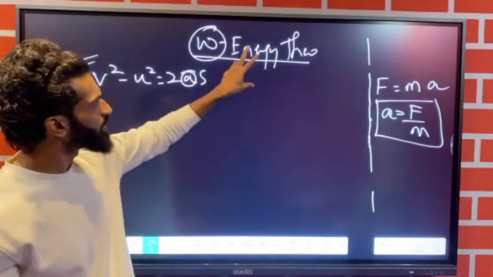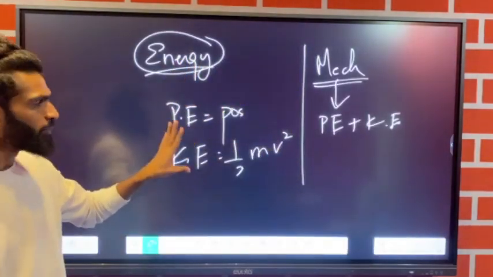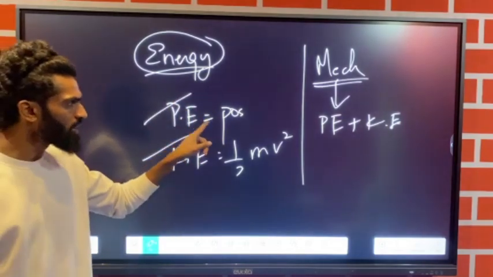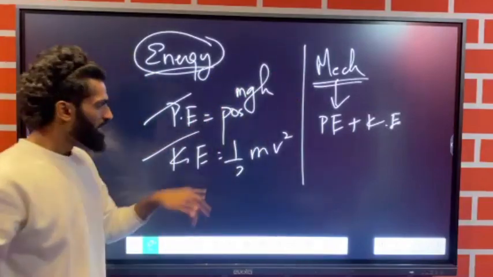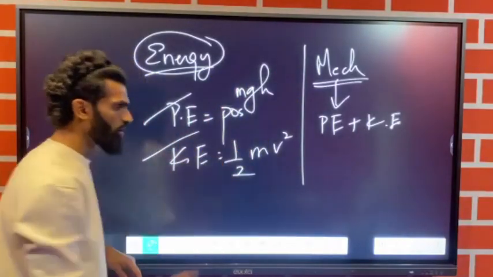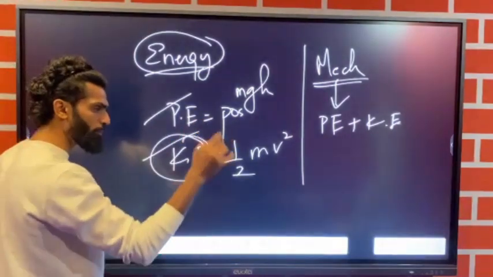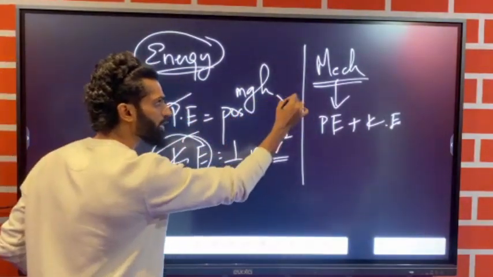Now, the second word is energy. I'll go back to the previous slide. When I talk about energy, at this point of time, I realize there are 2 important ones. One is PE, which depends on position, given by the formula mgh. The second one says half mv square. Okay. Now, I can see one common thing here. Kinetic energy is dependent on velocity, but potential energy is not dependent on velocity.